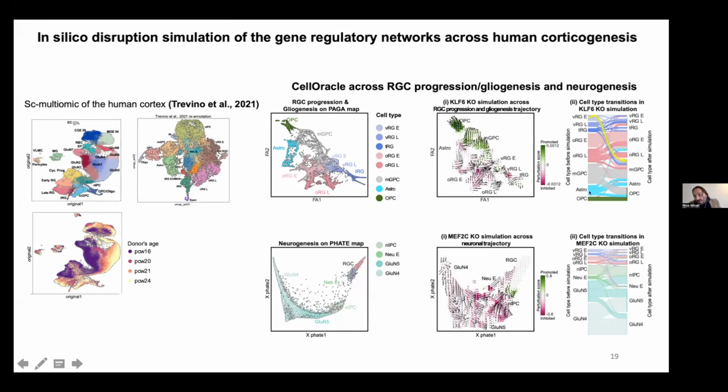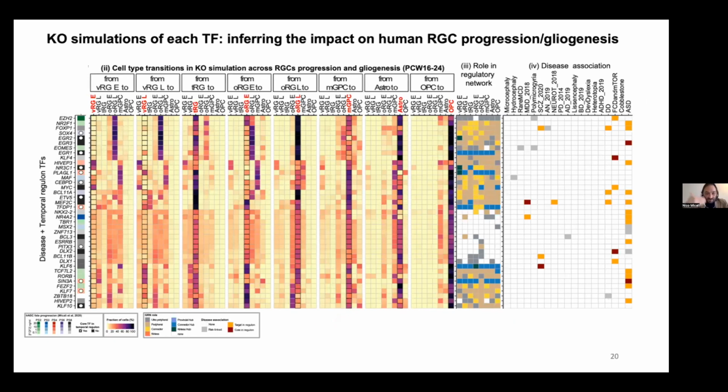Here on the right, there is another representation of the same results. The initial cells, the cells before the perturbation, are on the left. The cells after the perturbation are on the right. So here you can see how the KLF6 knockout perturbs these early radial glia, and here how the MEF2C knockout perturbs neurons, and after the perturbation there is accumulation of the IPCs, intermediate progenitor cells, which indicates inhibited differentiation, right? Inhibited neurogenesis.